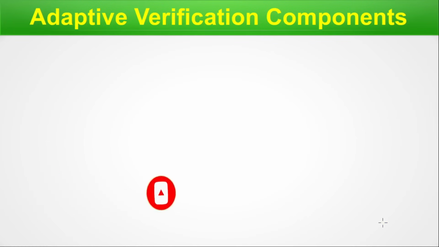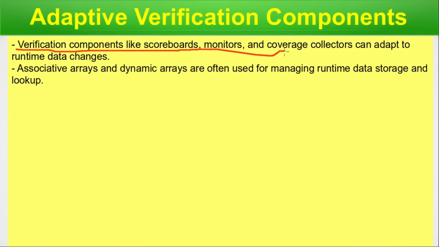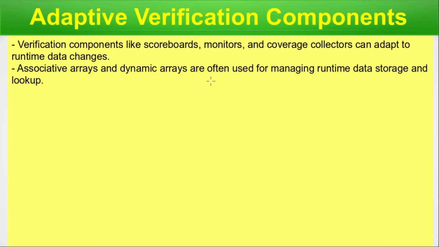Components like scoreboards and monitors often deal with dynamic data. Associative and dynamic arrays allow them to adapt to the changes during execution. Thus, it helps verification components like scoreboards, monitors, and coverage collectors adapt to runtime data changes. Associative arrays and dynamic arrays are often used for managing runtime data storage and lookup. Let us see some example.